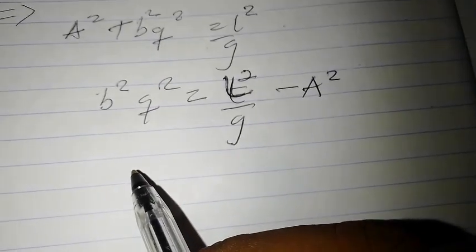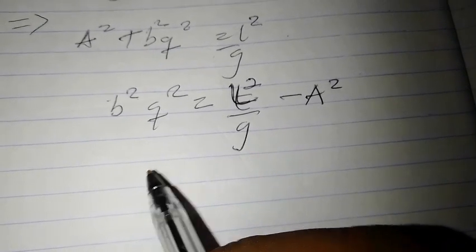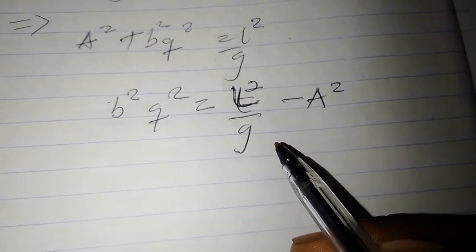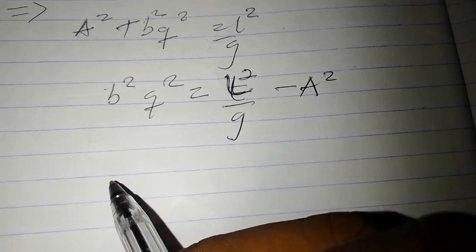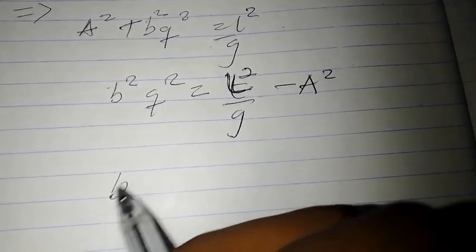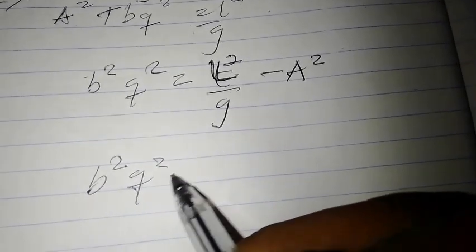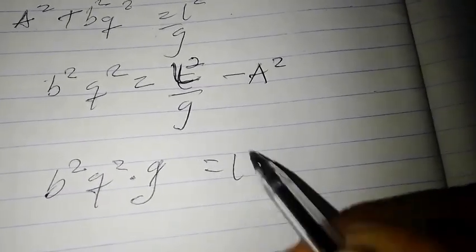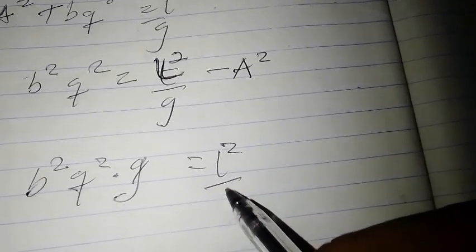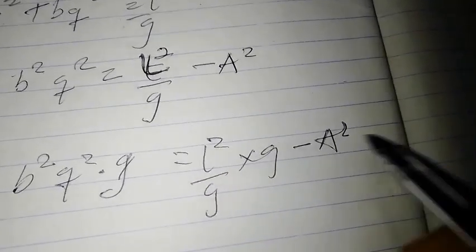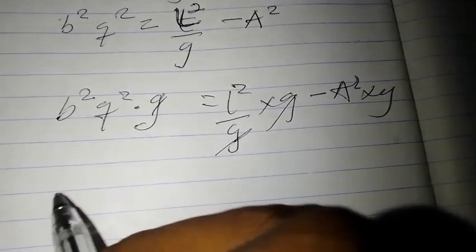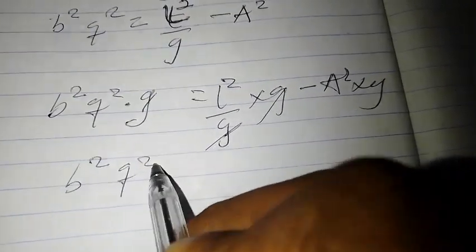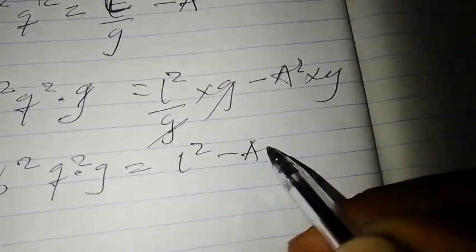So what do we do here? G is still hanging on L. What can we do here? Just multiply through, so that we can ease the solving of our work. So B squared Q squared times G equals L squared over G times G minus A squared times G. So G cancels G here. B squared Q squared multiplied by G equals L squared minus A squared G.